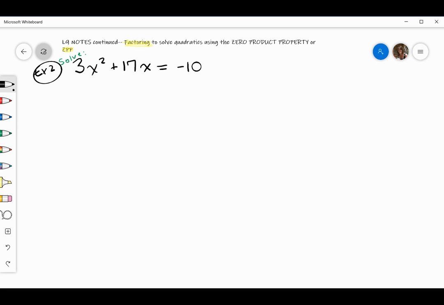All right, so the second part of this factoring lesson, we're asked to solve 3x squared plus 17x equals negative 10.